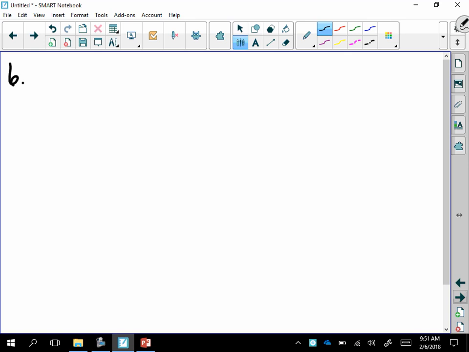It says, Beth has 3,000 feet of fencing available to enclose a rectangular field, and I want to express the area A of the rectangle as a function of the width W. And for what width does the rectangle have the largest area, and what is the maximum area? So we want to enclose this rectangular field with 3,000 feet of fencing. Of course, since it's a rectangle, this rectangle has a length and a width.